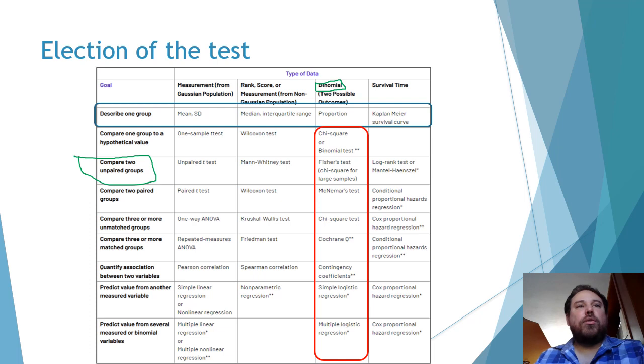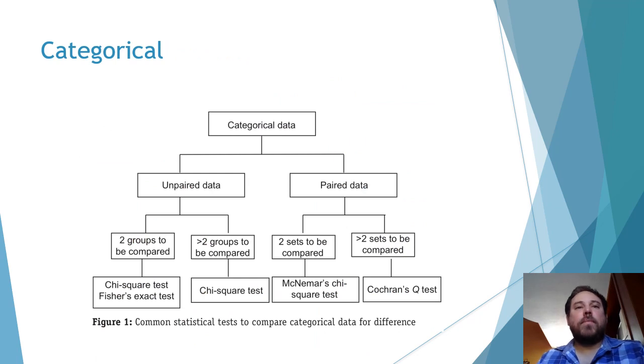We have to choose what is our goal at the end of the day. We are not describing one group, we are not comparing one group to a hypothetical value, we are comparing two unpaired groups. So in this case, we have a couple of tests that we can use, in this case Fisher or chi-square test. We are talking about unpaired data. That's one of the things you have to decide.